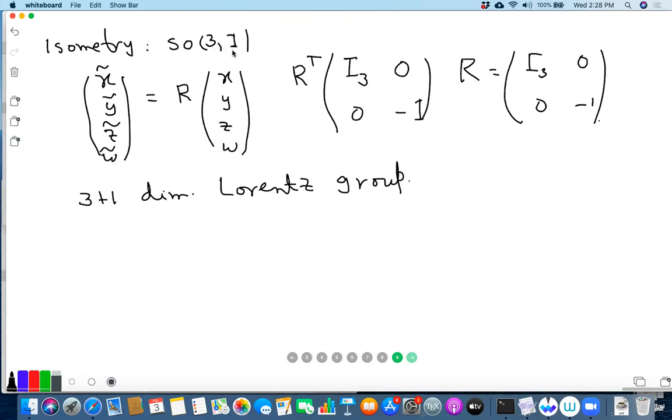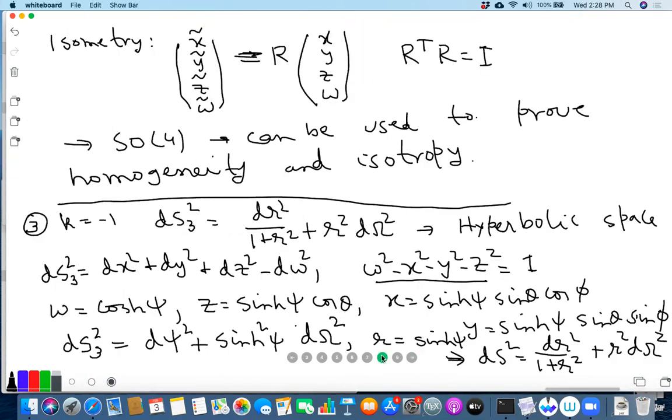Homogeneity means that given two points, x1, y1, z1, w1 and x2, y2, z2, w2, both satisfying this condition over here, there should be a Lorentz transformation that takes you from one to the other. And that I think you are familiar with. I should have said here one point.